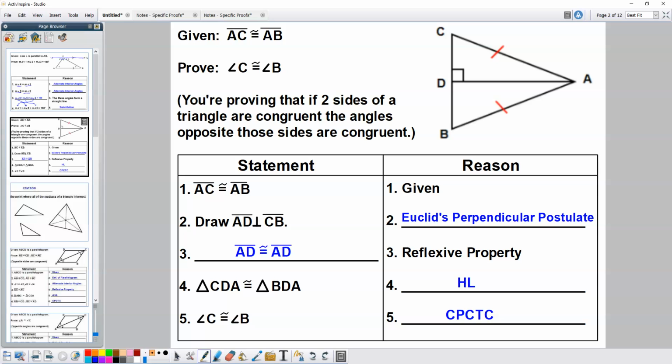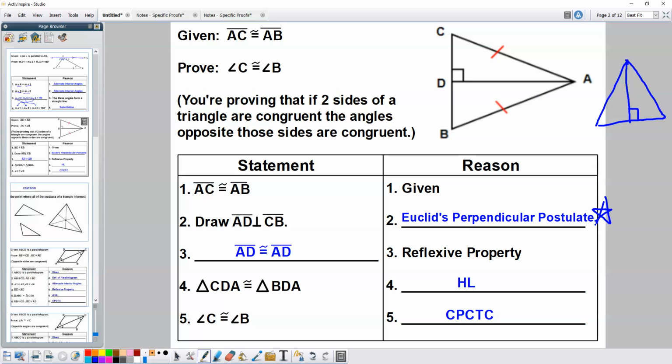Okay, so we drop the perpendicular. It's kind of on its side, so you didn't drop a perpendicular, but if you're going to draw a perpendicular line, you can think of it like this. Someone drew the line like that. So if you're ever going to draw a perpendicular line, Euclid's perpendicular postulate, okay?